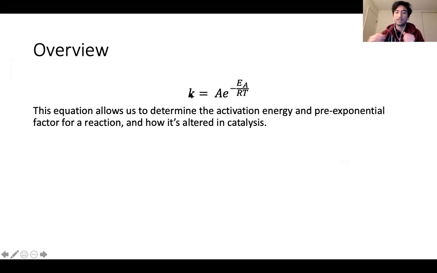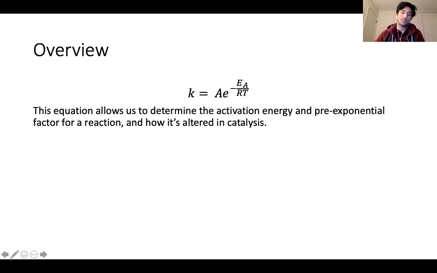So k is the rate constant for the reaction, which is the thing that you would measure if you were keeping track of reactants and products as they change over time in a reaction. A is a pre-exponential factor, and the Ea term represents the activation energy. R and T are the gas constant as well as temperature.